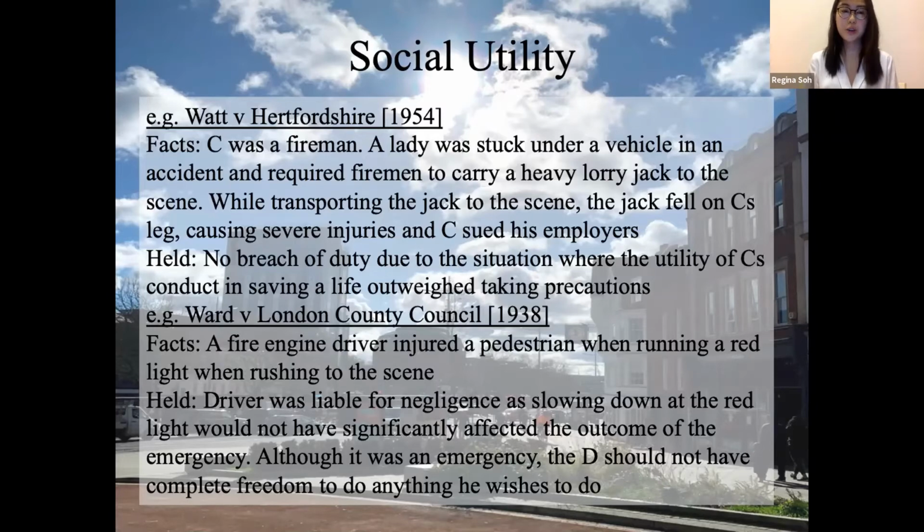So for the case of Watt and Hertfordshire in 1954, the claimant was a fireman, and he heard that a lady, a casualty, was stuck under a vehicle in an accident. This required the fireman to carry a heavy lorry jack, which is something really heavy to help lift the vehicle up in the accident to save the lady. While transporting the jack to the scene, the jack fell onto the claimant's leg, causing severe injuries, and he sued his employers for not taking measures.